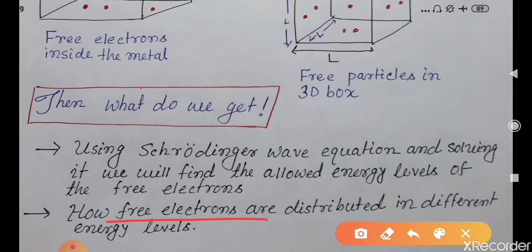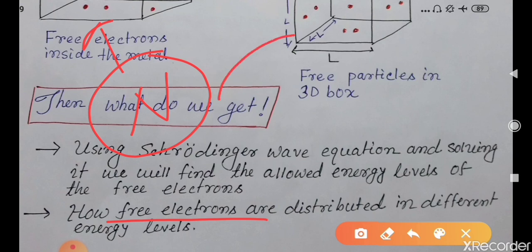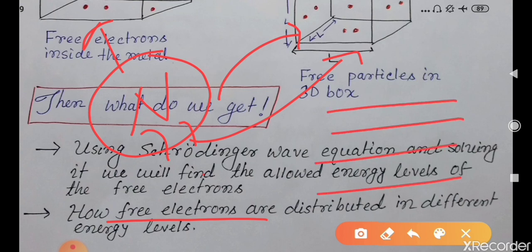For example, if we think there are n number of free electrons inside the metal, and if we convert this real problem into n number of electrons in a three-dimensional box in the quantum domain, then if we solve the Schrodinger equation, we want to find out how these n electrons will be distributed among different energy levels.